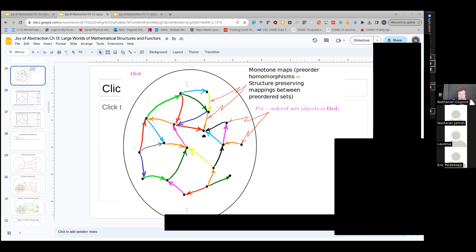What would a terminal object look like? So we're looking for a poset that has a single unique map to it from every other poset. What would that look like? Anyone? It would be one where there's no options for where things can map to.